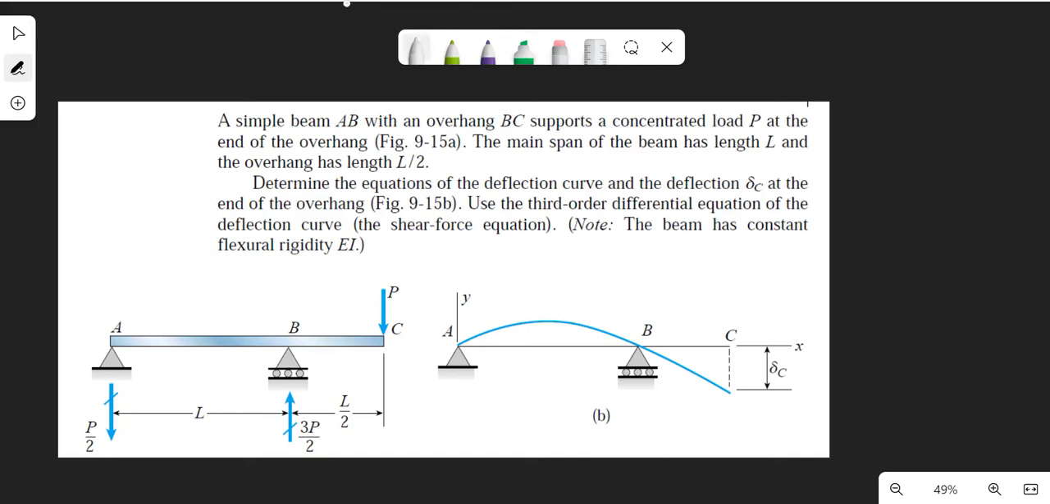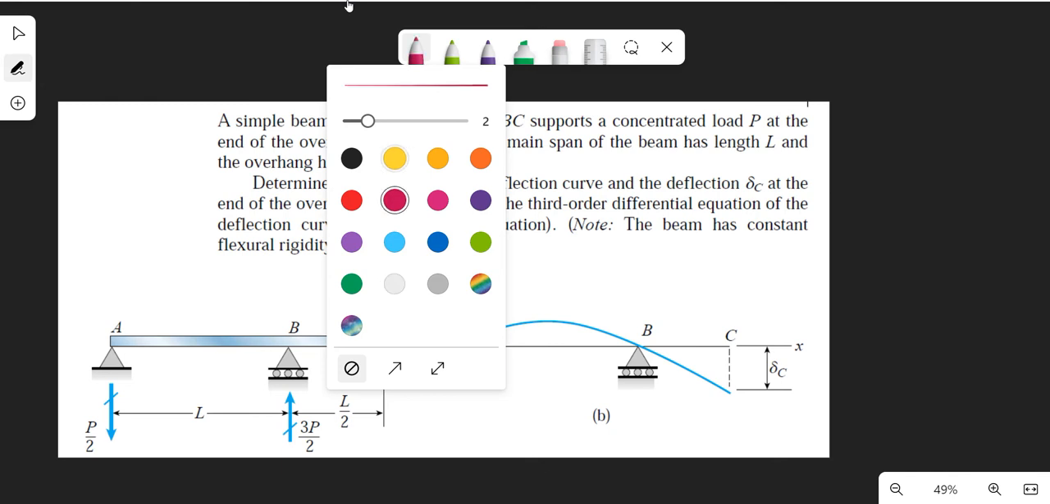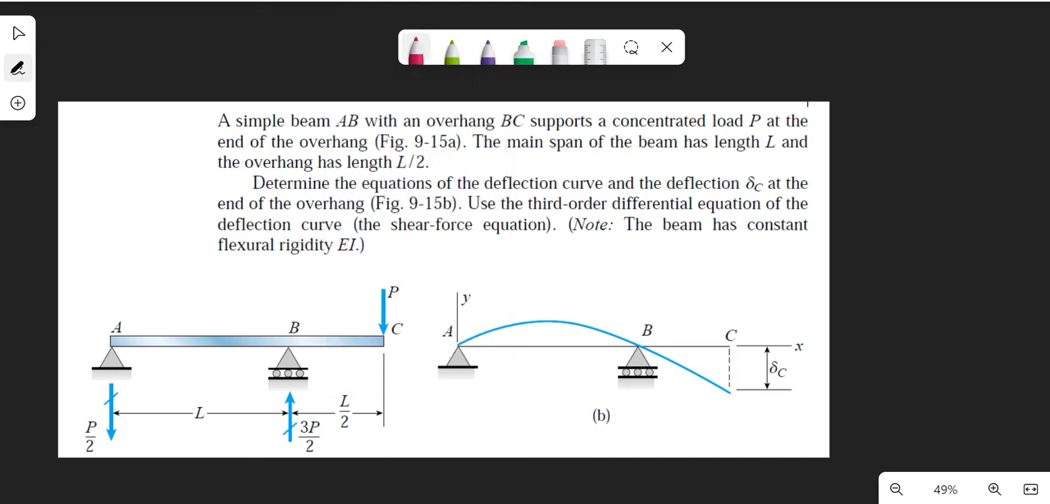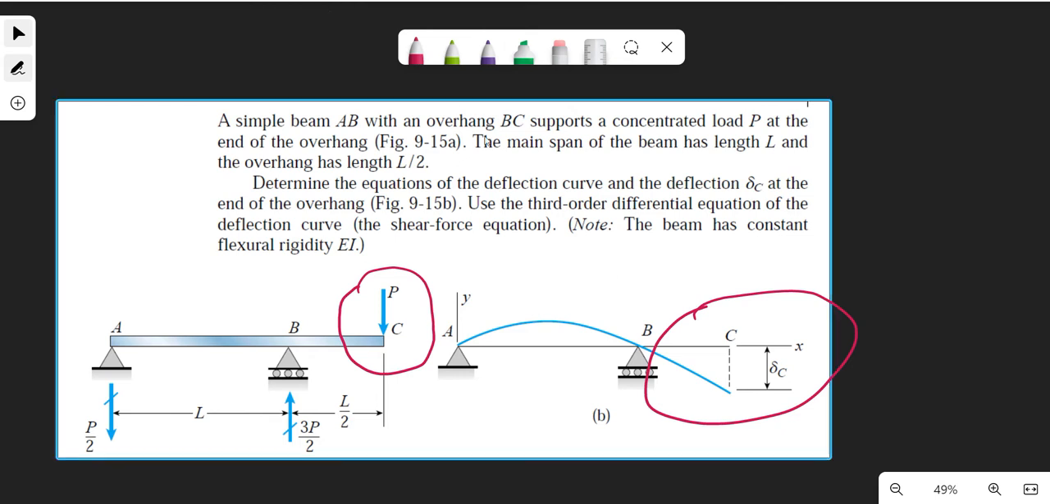Okay, let's continue with another example for you. This example is similar. We will find the deflection at point C, where the concentrated load is applied on point C. So we will find the deflection at the position of the force. Okay, let's start.